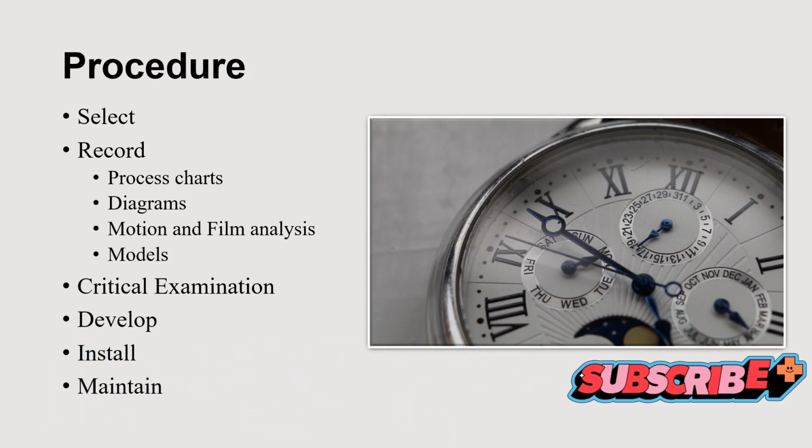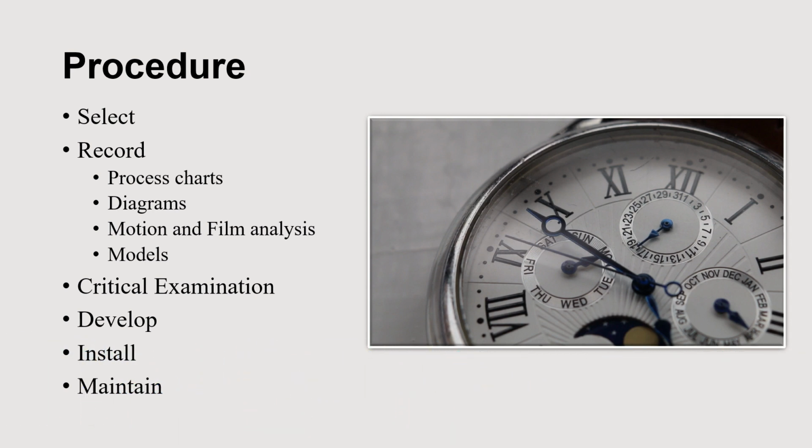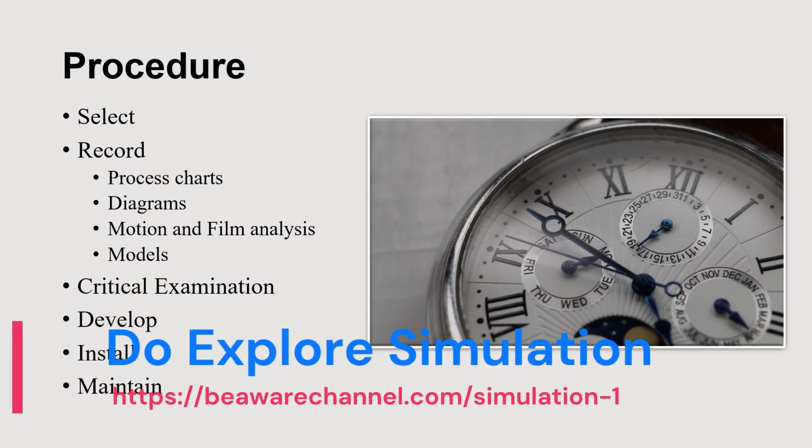We need to check whether the developed method is practical and feasible, safe and effective, and economical and acceptable to design, production, quality control, cells and departments. Once the development is done, then we have the fifth step, installation.